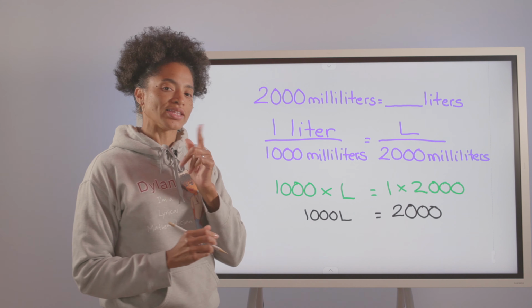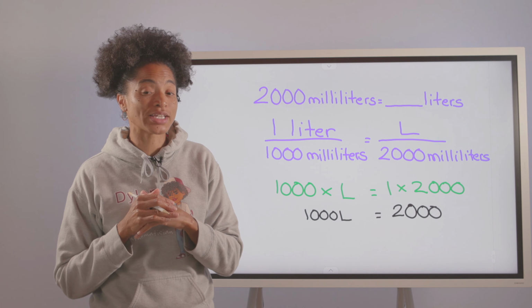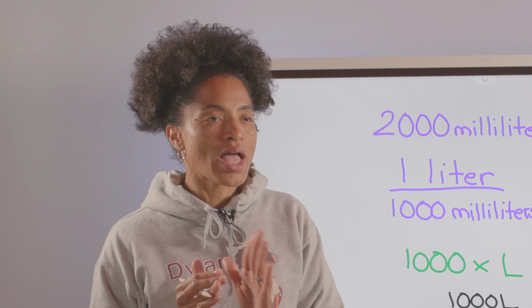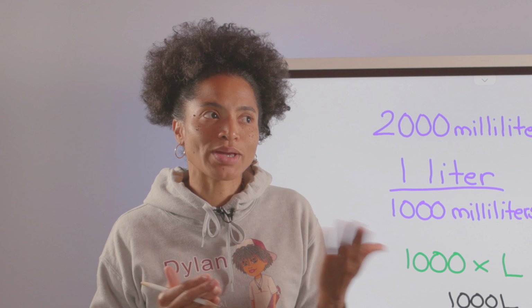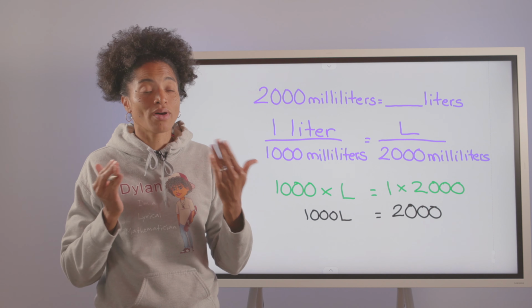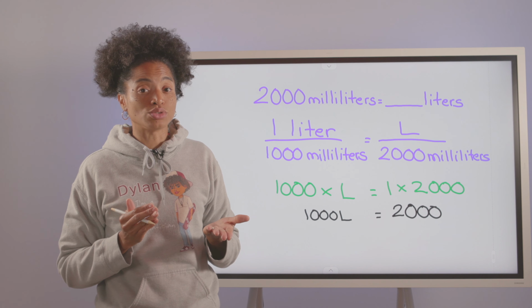1 times 2,000 is 2,000. All right, this is a different situation than the first 2 examples. Right now, L is not by itself. We don't have 1 L. In this case, we have 1,000 L's. We just want to know how much 1 L will be equal to.